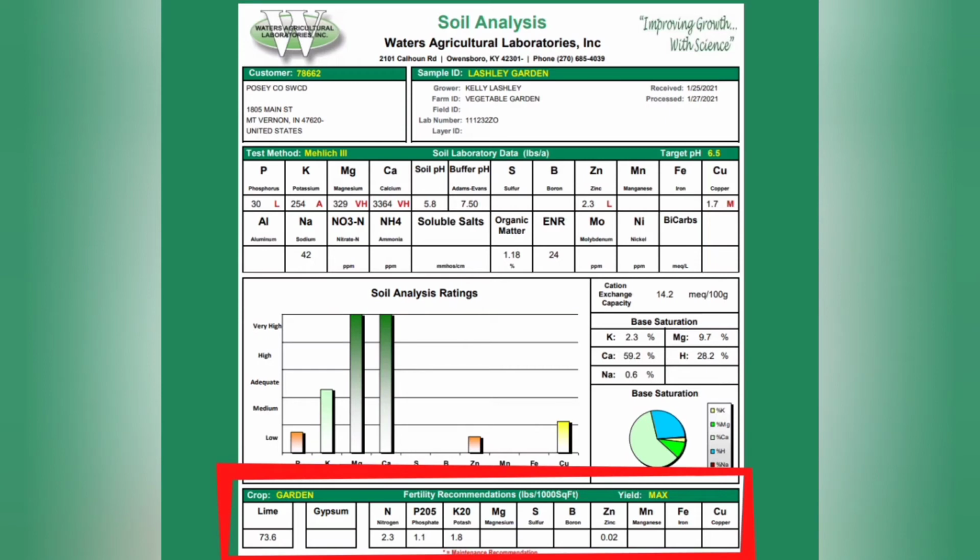So down at the bottom, we see fertility recommendations, and they are recommending pounds per 1,000 square feet. So you would measure your garden to see how many square feet it is, and then these recommendations would be based on 1,000 square feet. So you'd have to do the math to figure out how many square feet you have versus how many square feet they are recommending. So they have lime, which we talked about, nitrogen, phosphates, and potassium or potash, which are the three things that are recommended.